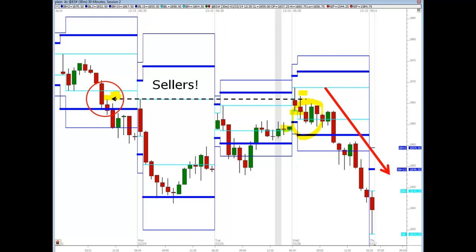We opened right above about here at the initial balance high of the prior day, and we just made it 50% above it, and that's not a very strong open. Then we started dropping and extending the range lower.